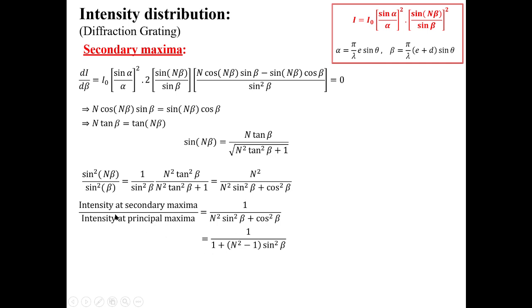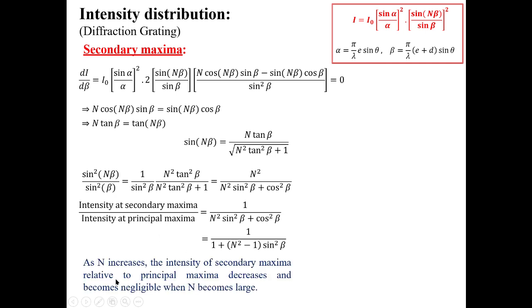Here we see that the ratio between intensity at secondary maxima and intensity at principal maxima is inversely proportional to capital N squared. The more the value of capital N, the less is the value of this ratio.